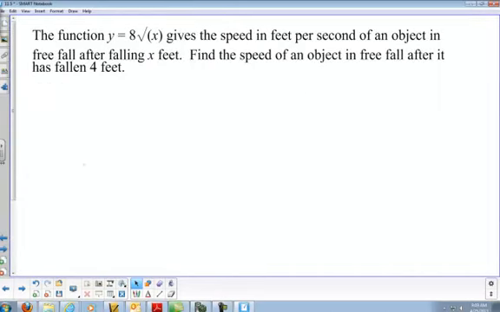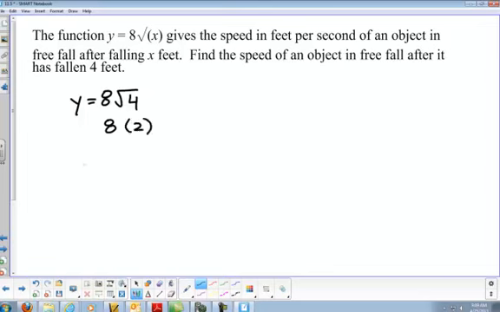So now we have a function, s equals the square root of x, and this is the speed in feet per second of something falling after x feet. So we're going to find the speed of an object in free fall after it has fallen 4 feet. So we're going to plug 4 into x, and that's 2. And again, it wouldn't really make sense to use the negative 2 here because a negative speed doesn't make a lot of sense. So in most of these, we're just going to be using the positive. So we have 16 feet per second.